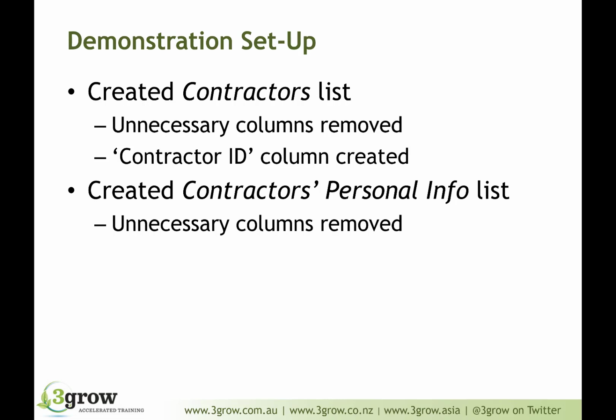So what I've done so far to set up the demonstration, I've created a list within a SharePoint site named Contractors. This is the list that will be visible to everybody within the team. I based this list on the standard contacts list template and then removed any columns that weren't required. I've also then created a contractor ID column so that will act as the lookup column within the second list, which is contractors' personal information. This list will have its permissions locked down so that only site owners can access that list. Again, it was based on the contacts list template that comes out of the box with SharePoint, and I again removed any unnecessary columns.